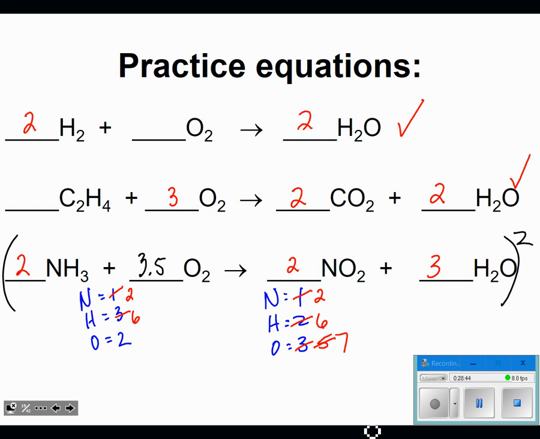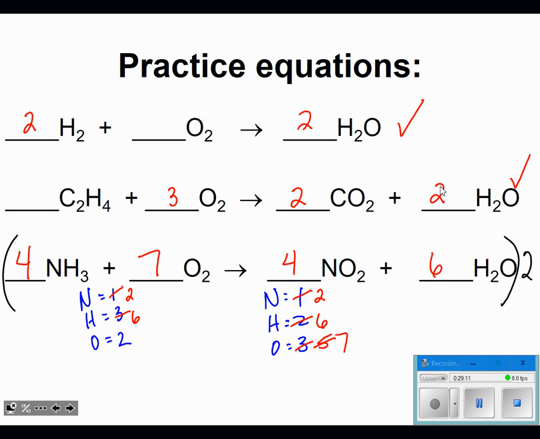And I probably shouldn't make that look like a square. Sorry. It's going to be multiplied by 2 on my coefficients. So now my coefficients are going to change to 2 times 2 is 4. 3.5 times 2 is 7. 2 times 2 is 4. And 2 times 3 is 6.